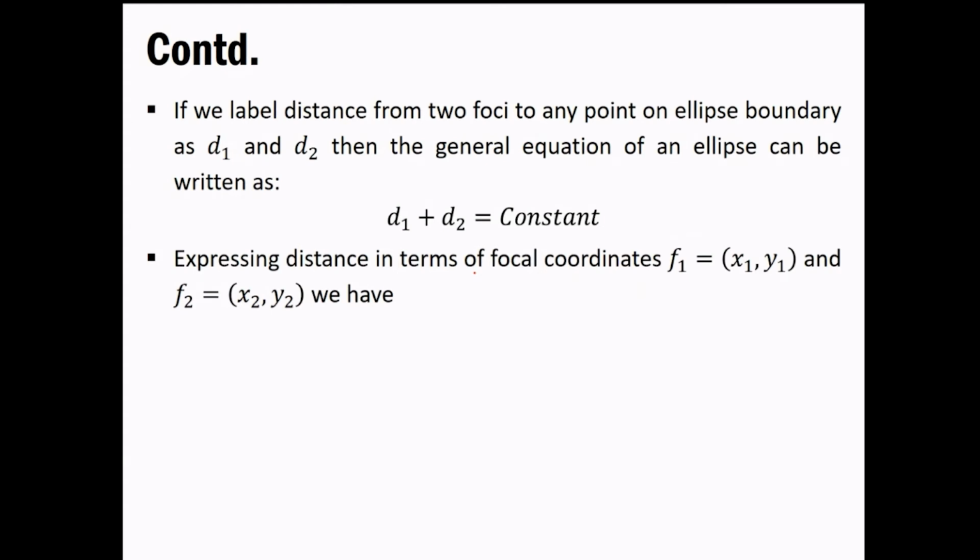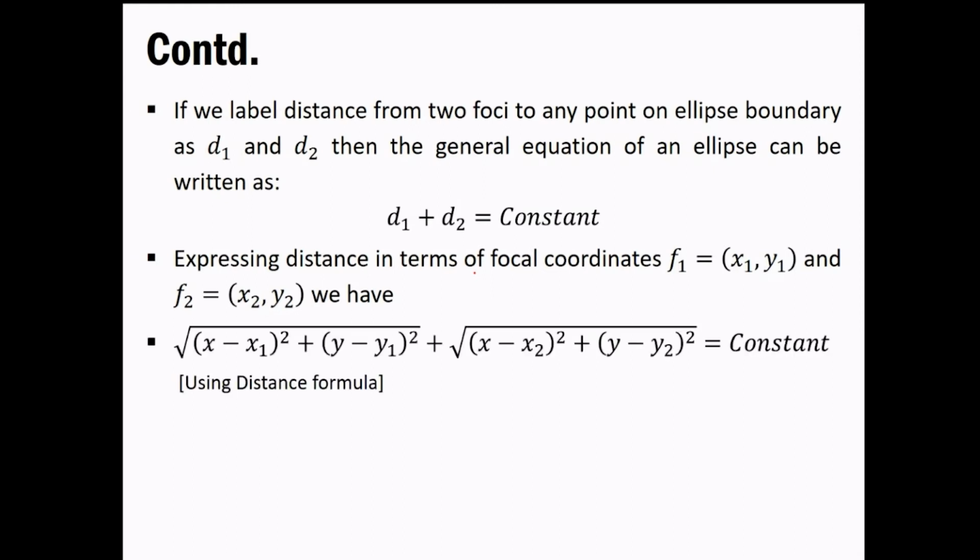So basically what we have done is we have given one coordinate value, that is x1 and y1, to the first focal point, and another, x2 and y2, to the second focal point. So in general we'd be having this equation based on the distance formula, as we have seen in the circle generation algorithm also.